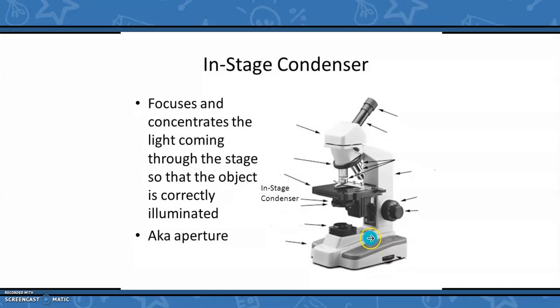And what about the condenser? The condenser is this part which focuses and concentrates the light coming through the stage or the light source so that the object will be correctly illuminated. So it is condenser.